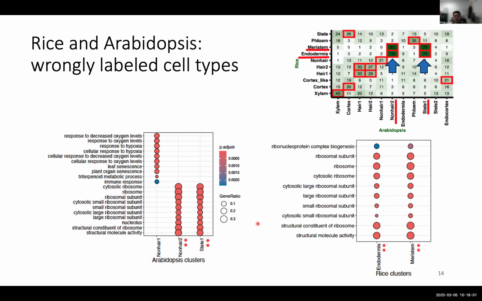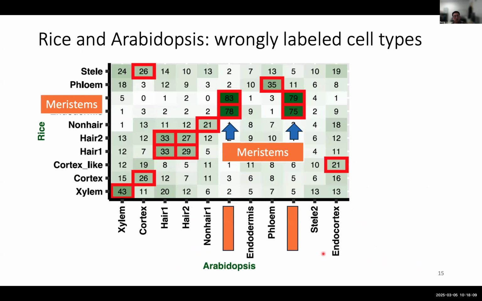So sort of an indicator of some sort of ribosome, quickly replicating or meristematic tissue, are the actual identity of these cell types. So the hypothesis would be that these clusters are basically wrongly labeled by the original publications. They should have been labeled as meristems instead of the other identities. I have talked about this multiple times.